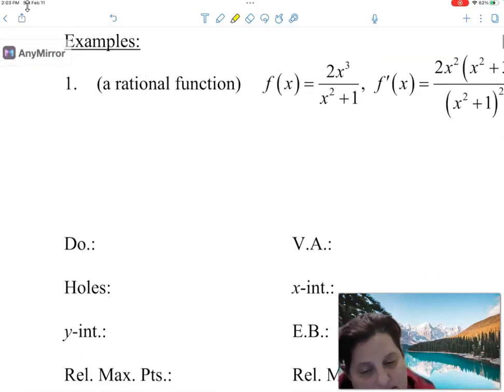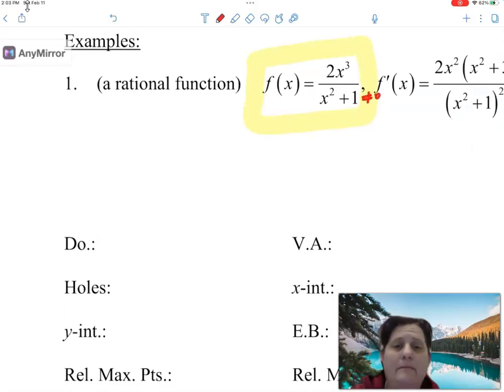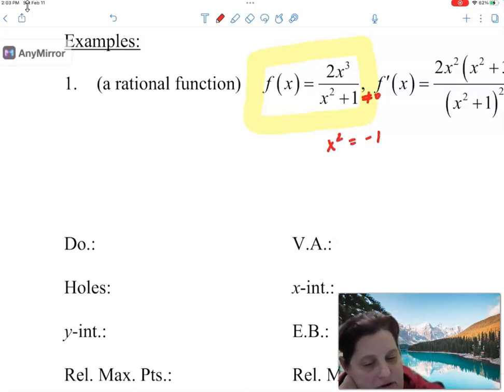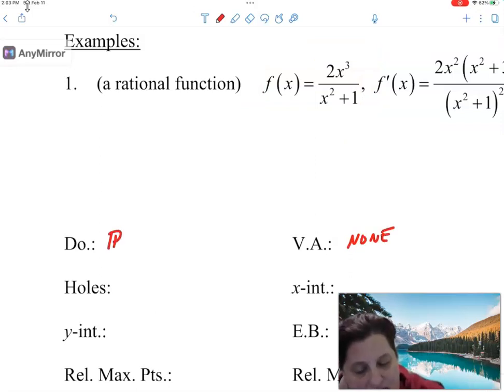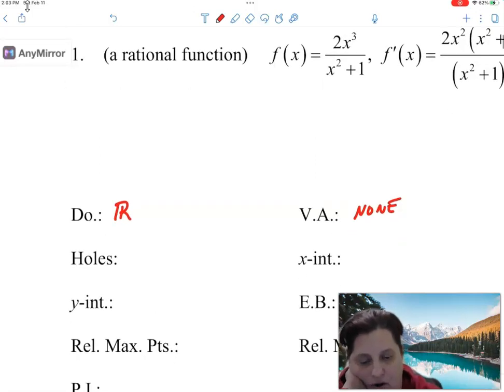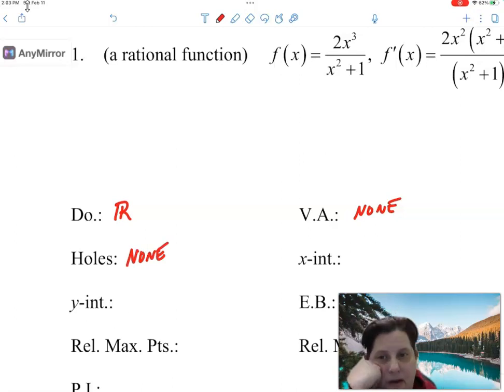Right now we're just focusing on f. Guys, the bottom can never equal 0, because it would be like asking where does x squared equal -1, and it can't, which means that with this particular function, there are no vertical asymptotes. And the domain is actually all real numbers. There also are no holes, okay?